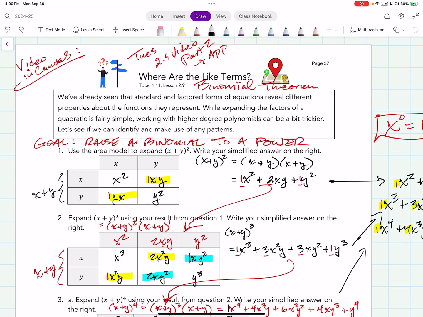This is Mr. Ainsworth here, and we are going to go through application of lesson 2.9, where we're talking about the binomial theorem, or how to raise a binomial to a power.